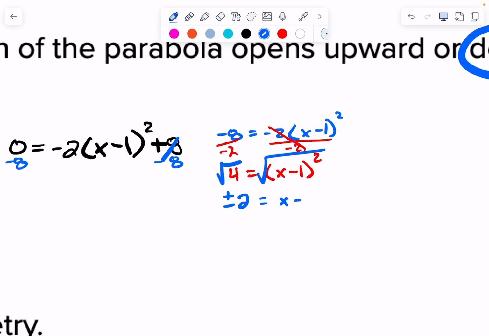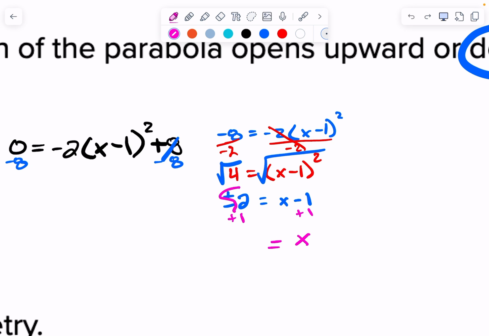So x minus 1 equals plus minus 2. Now, here's where you get stuck. You add the 1 to both sides, okay? A lot of people say the answer is x equals plus minus 3, and that is not true. It's either positive 3 or negative 1.